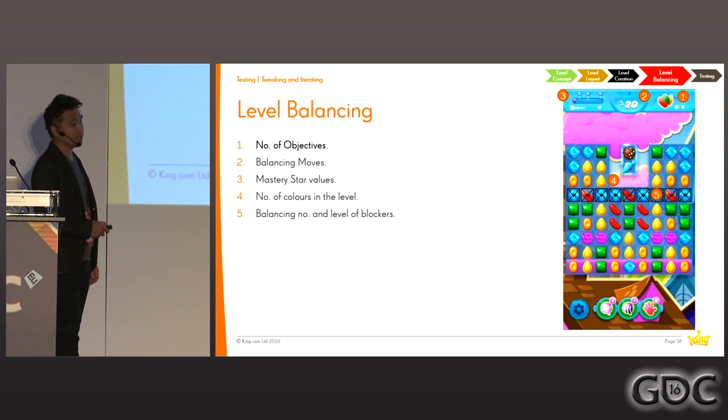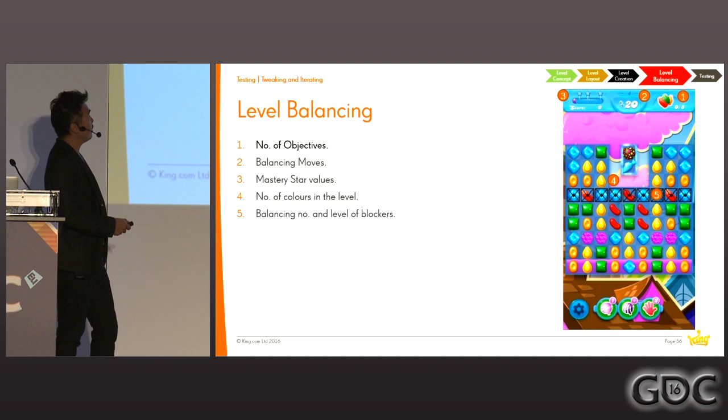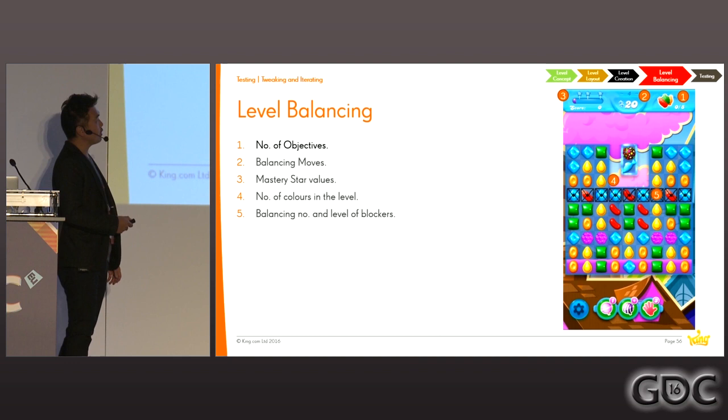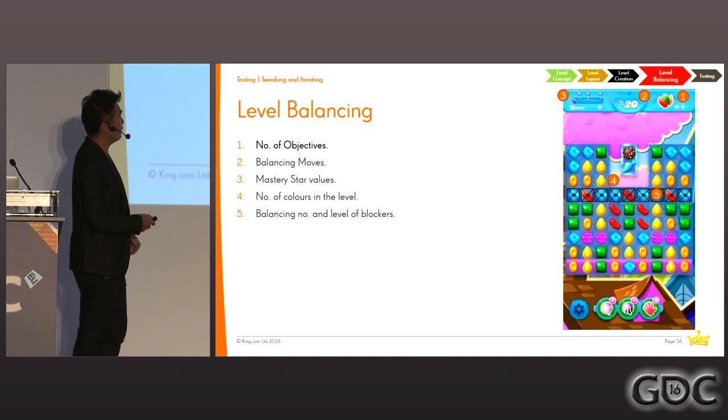But more subtly, some of the things that we do to make the gameplay easier or harder are things like the number of blockers on the board, or something even more subtle, which is the number of colors available on the board, because more colors means that the chances of you cascading or forming power-ups is less. So if you want to make the level easier mechanically, one of the things you can do is to reduce the number of colors available on the board.